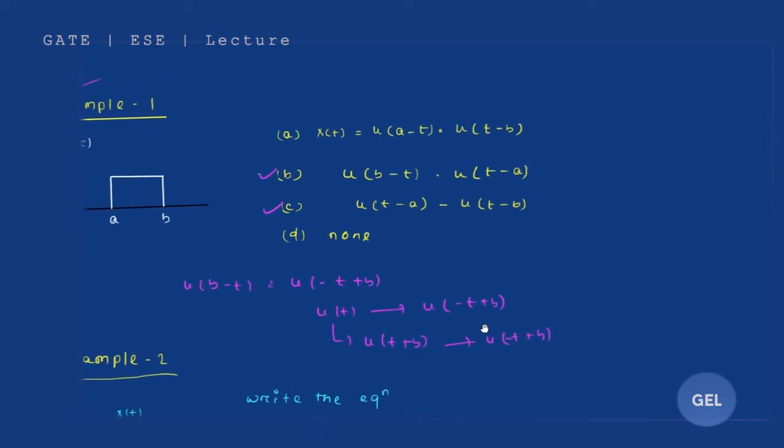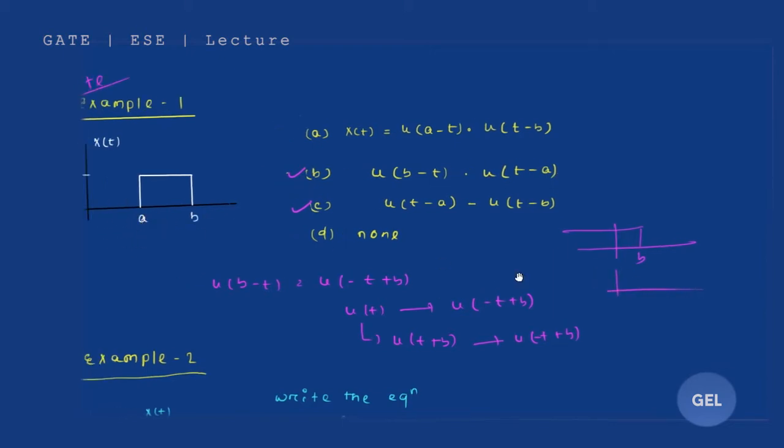So if you do u of t plus b, u of t is like this, and u of t plus b will be like this, shifted to minus b. And next is the time reversal, that means it will look something like this. I'm sorry, plus b. And it is saying into u of t minus a, and it is saying in the question a is less than b. So obviously u of t minus a will look something like this. And if you multiply these two, it will be this much only.